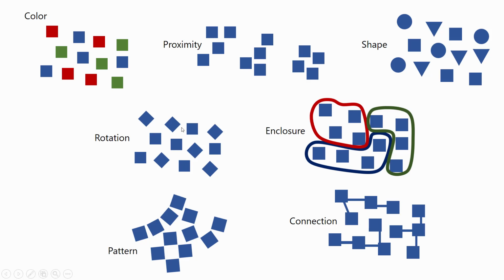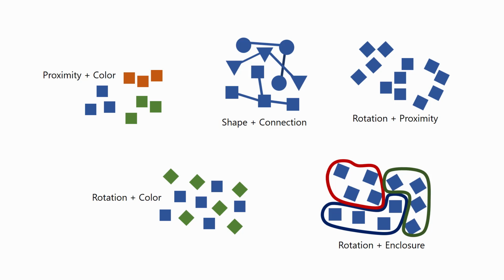What is interesting is once you start to combine these things, you're even further reinforcing relationships. So here we have proximity plus color, rotation plus color. It's even stronger. Not stronger, that's not even a word, but it's even more readily apparent that these belong together.